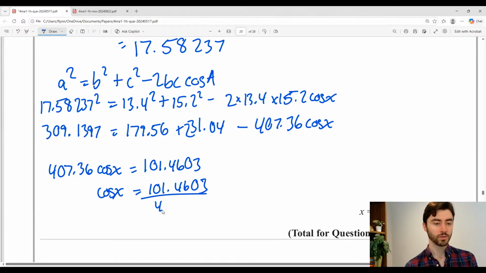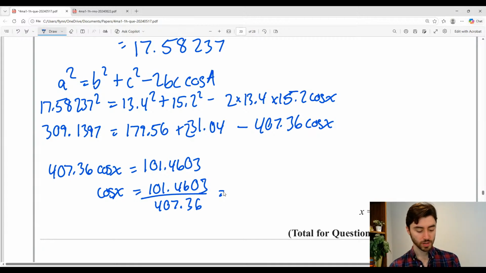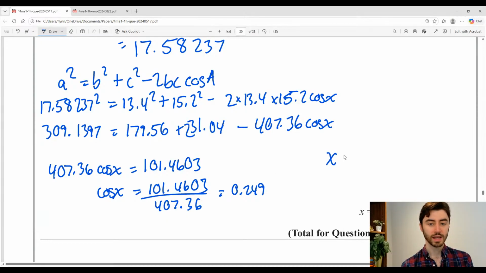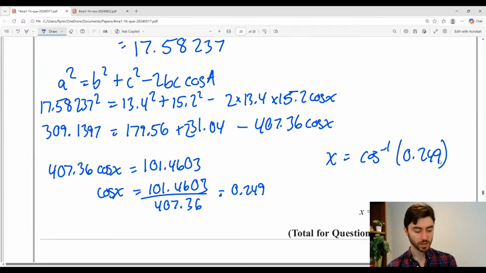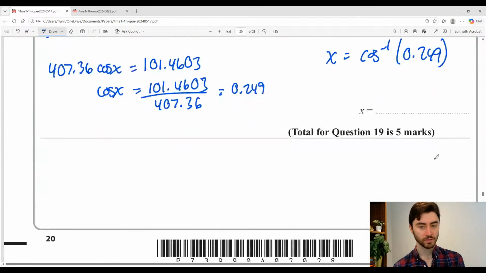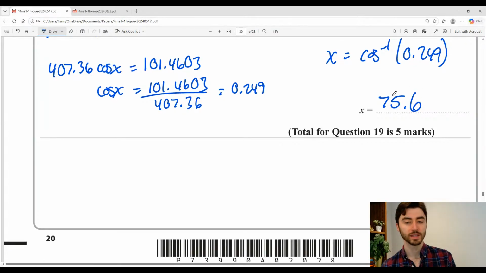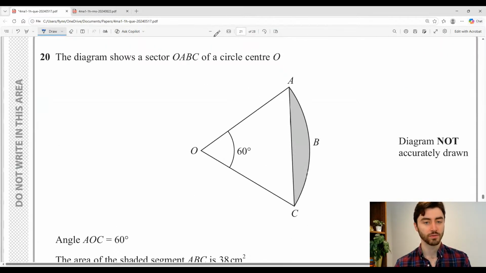101.4603 all over 407.36, which gives me a value of 0.249, which means that x is equal to the inverse cos of 0.249, which is 75.6. Because I get 75.57, which rounds to 75.6 to 3 significant figures.